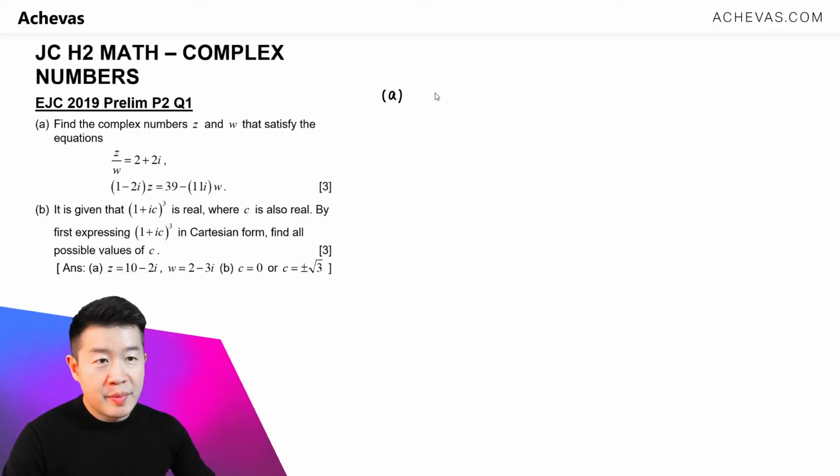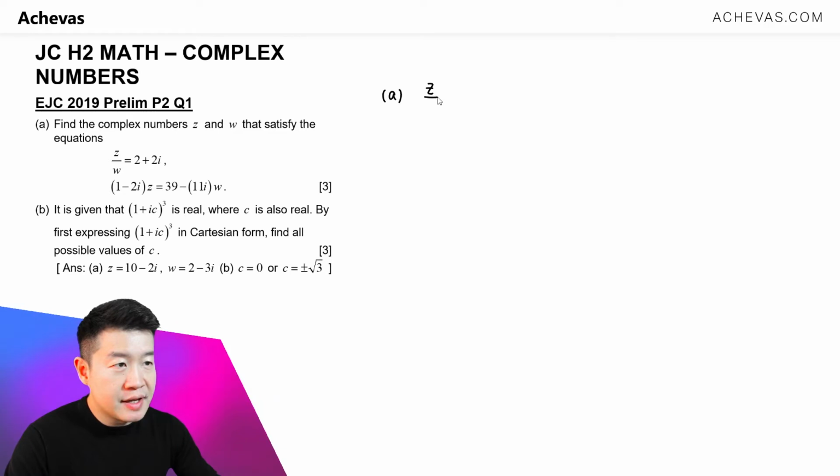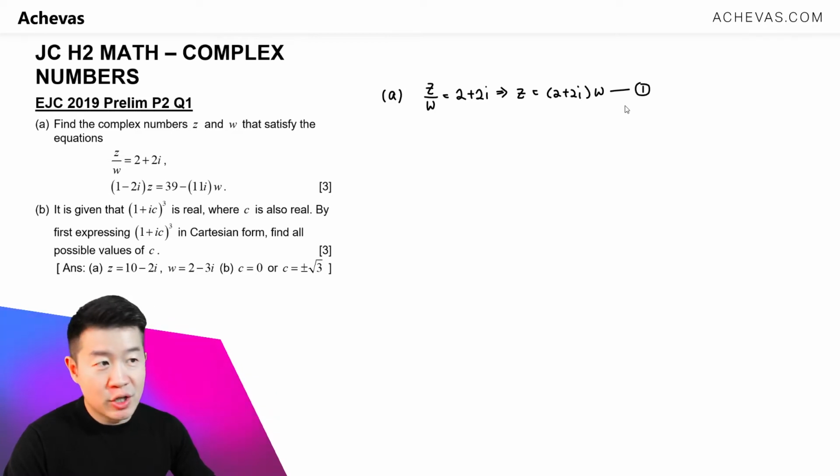Let's try to solve this pair of simultaneous equations. We have the first equation that was given to us as z over w, which is equal to 2 plus 2i. I'm going to make z the subject, so z will be equal to (2 plus 2i) multiplied by w. This will form the first equation.